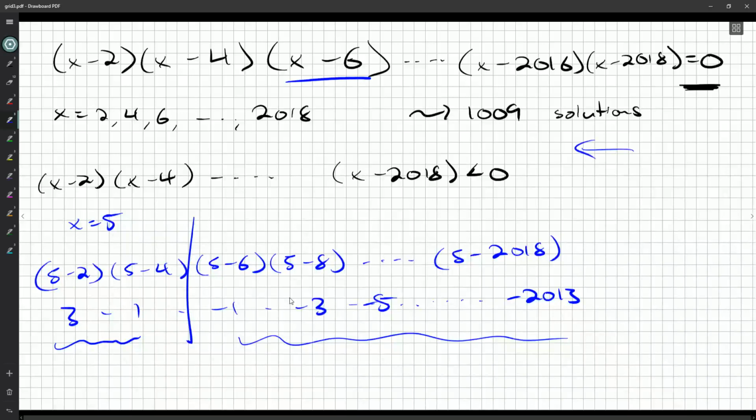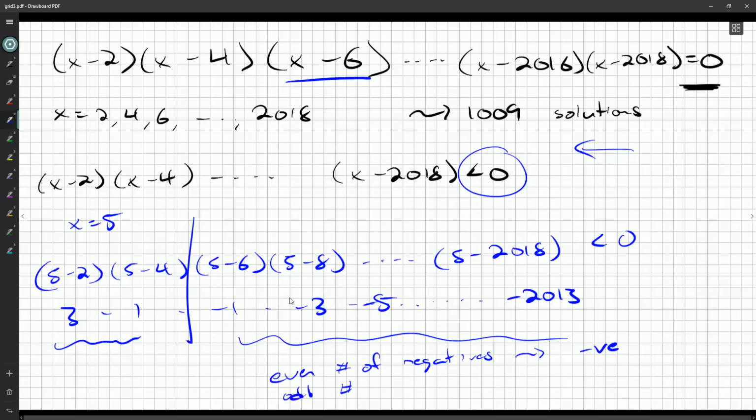But we're not dealing with zeros anymore. We want specifically less than 0. So we'll have some positives and then some negatives. The number of negatives is going to determine whether we're positive or negative. If you have an even number of negatives, you'll get a positive answer. If you have an odd number, you'll get a negative answer.